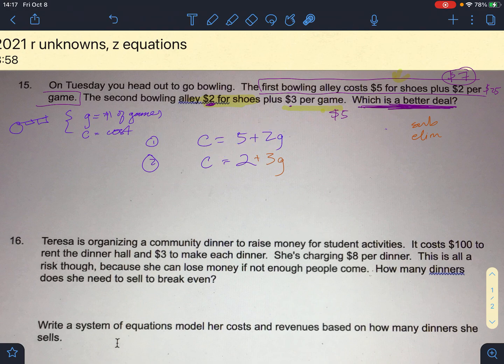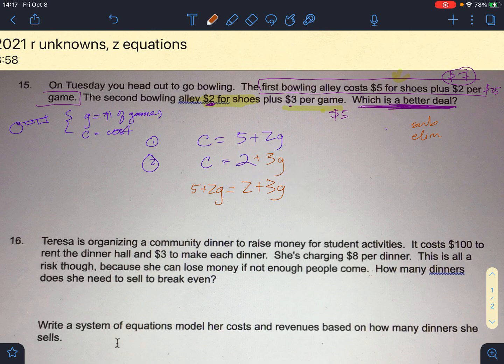The other logic behind that is this is the cost of the first alley, and this is the cost of the second alley, and I just want to know when the cost of the first alley is equal to the cost of the second alley. When are they equal? Okay.